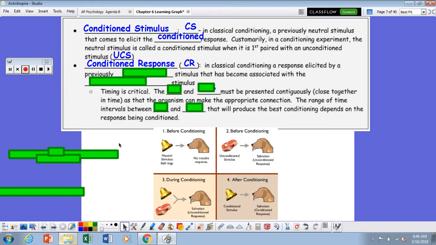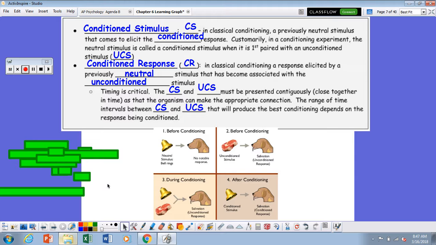The conditioned response in classical conditioning is a response elicited previously by a neutral stimulus that has come to be associated with the unconditioned stimulus. So timing is critical. The conditioned stimulus and the unconditioned stimulus must be presented close together so the organism can make some kind of appropriate connection. The range of time intervals between the conditioned stimulus and the unconditioned stimulus that will produce the best conditioning depends on the response being conditioned.